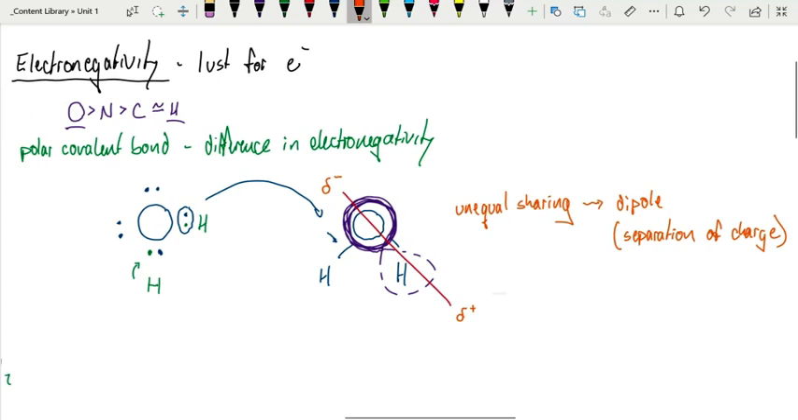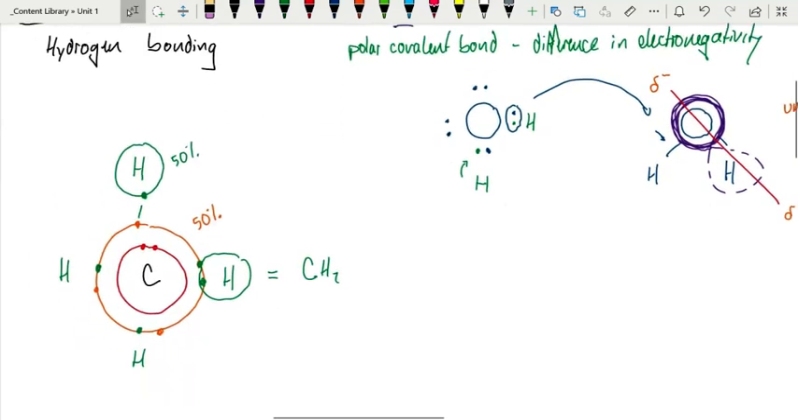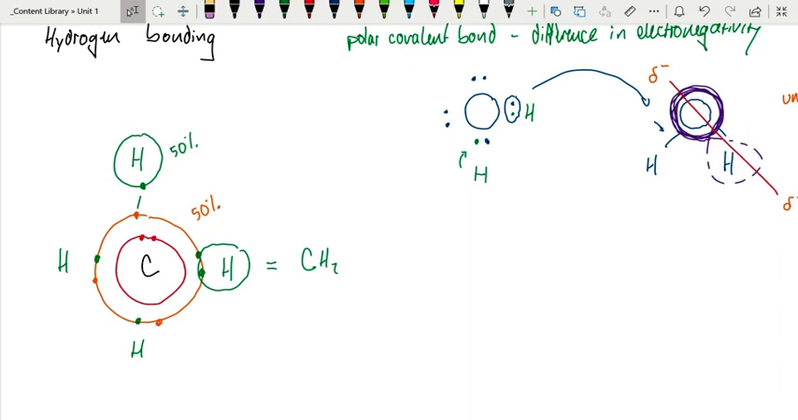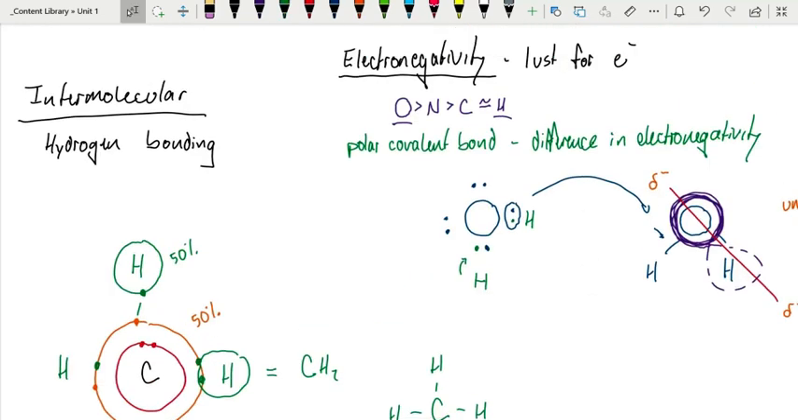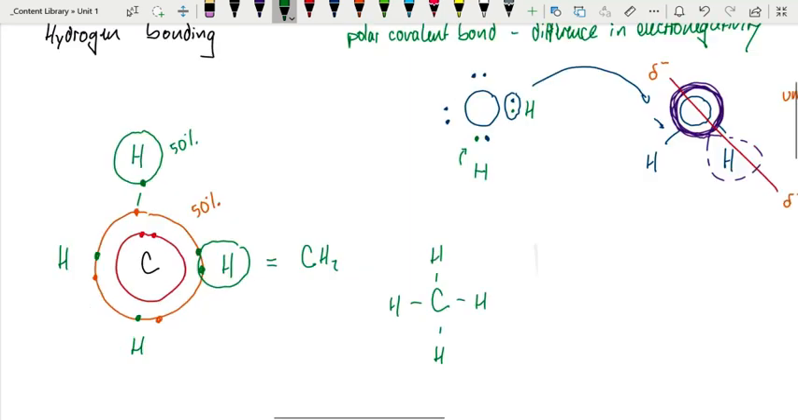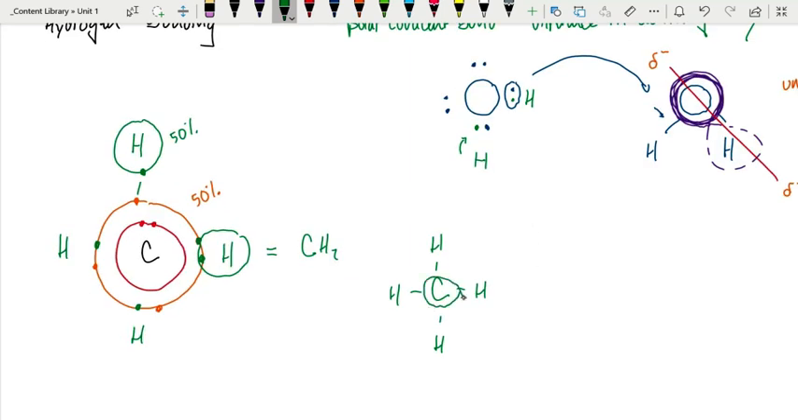Okay, let's contrast that with methane that we have over here. Here we've got carbon, and it's bound to 4 hydrogens. Each one of these, again, has 2 electrons per bond, making up a covalent bond. But based on our rule, carbon and hydrogen are about the same. In other words, these electrons are hanging out equally between carbon and hydrogen, and there is no dipole induced because neither one wants the electrons more than the other. And so in a nonpolar covalent bond, there is no separation of charge.